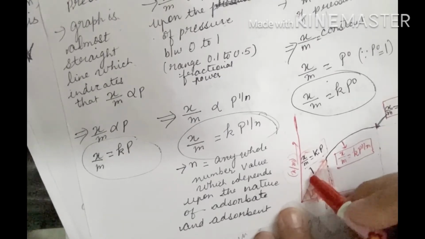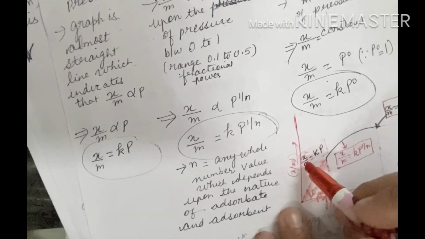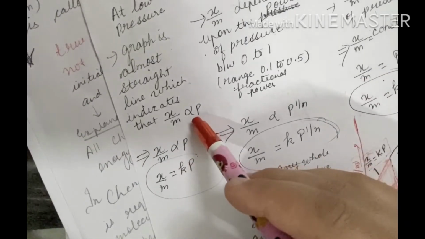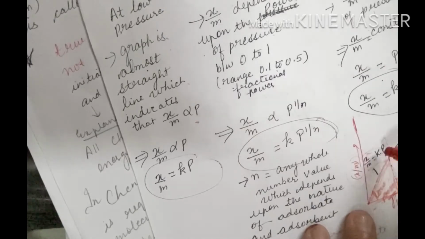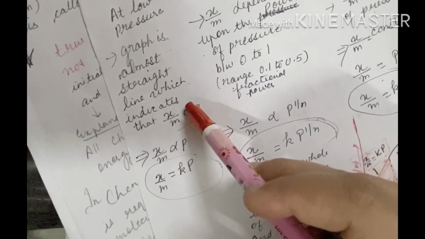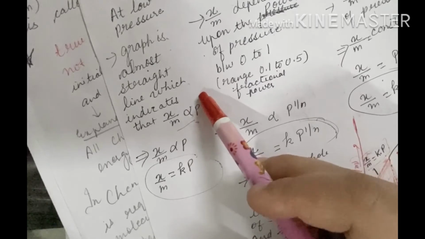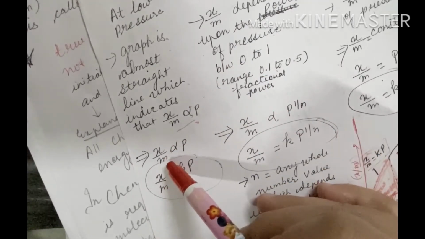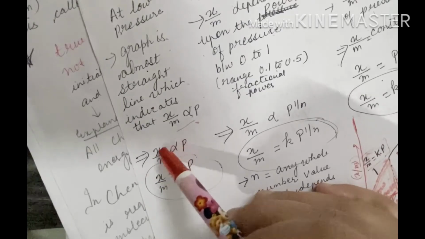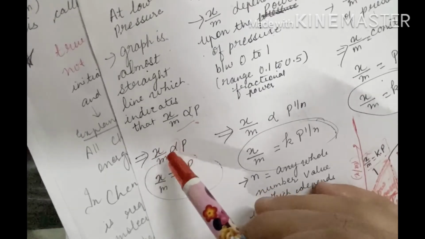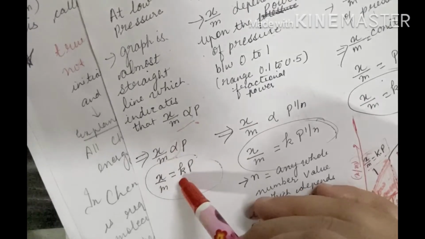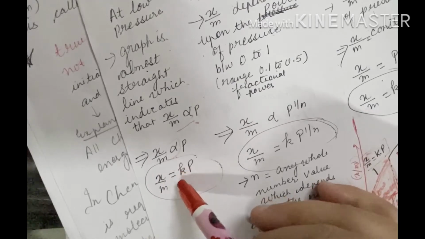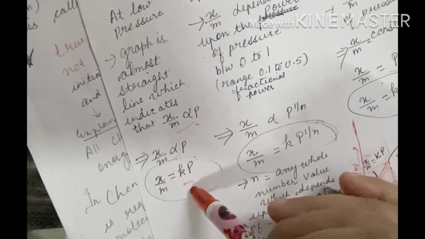So when we are at low pressure, your x by m is directly proportional to P. It means at this point, when we increase the pressure, the value of x by m also increases. Now you people are in 12th class, you must be aware that we have to remove this proportionality sign, and for removing it we have to put in some constant. So x upon m becomes equal to kP. So this was at low pressure.